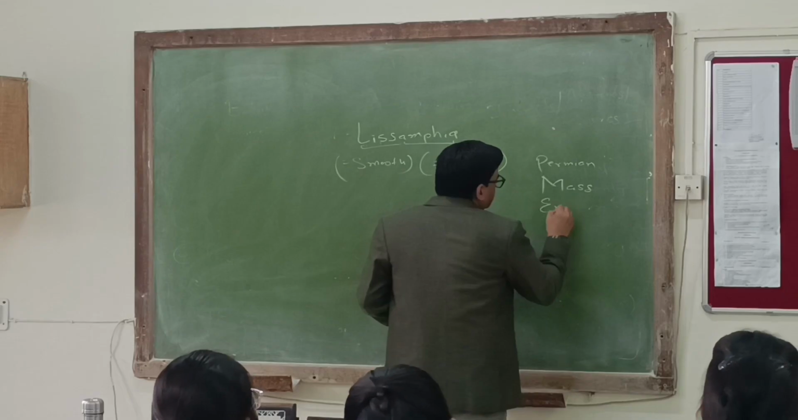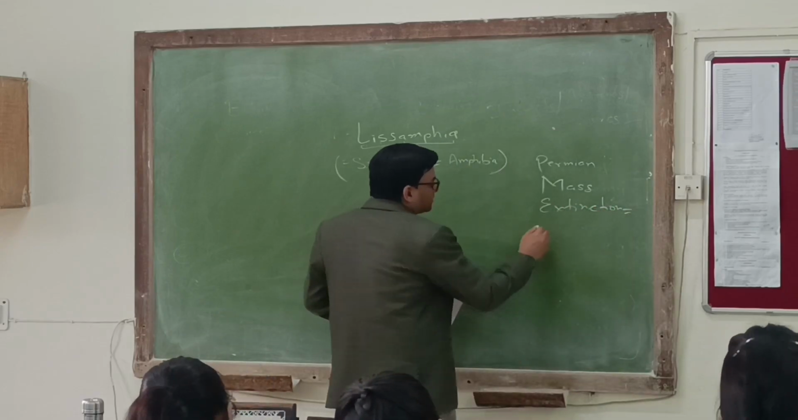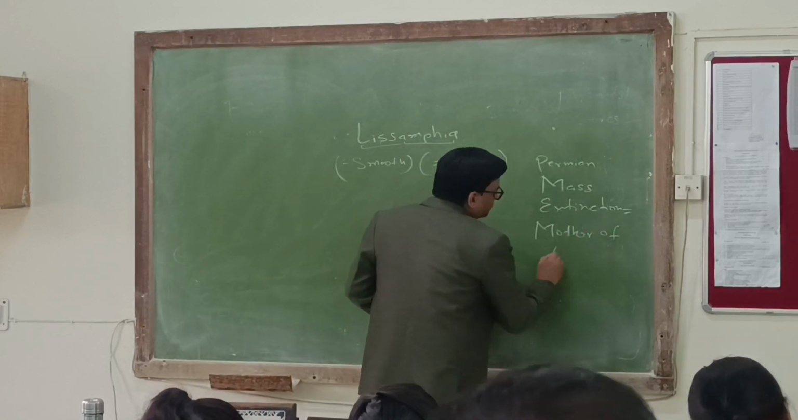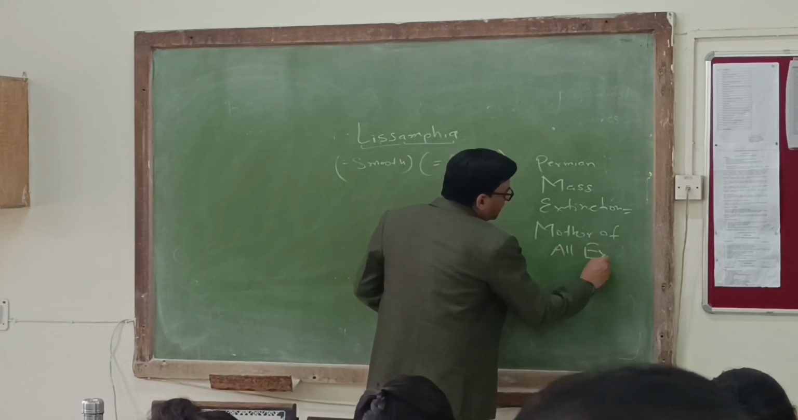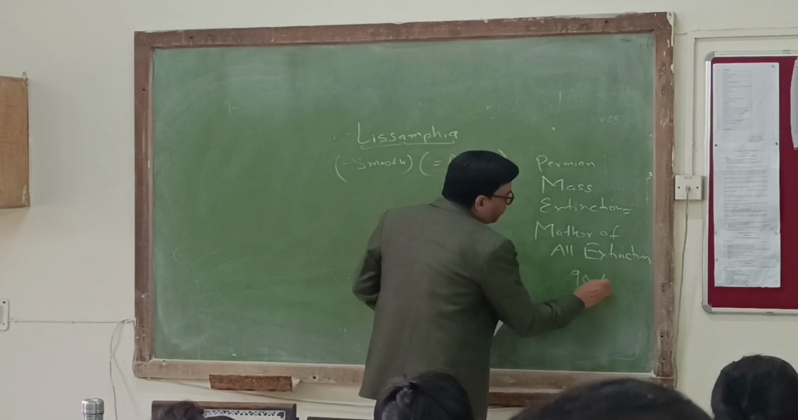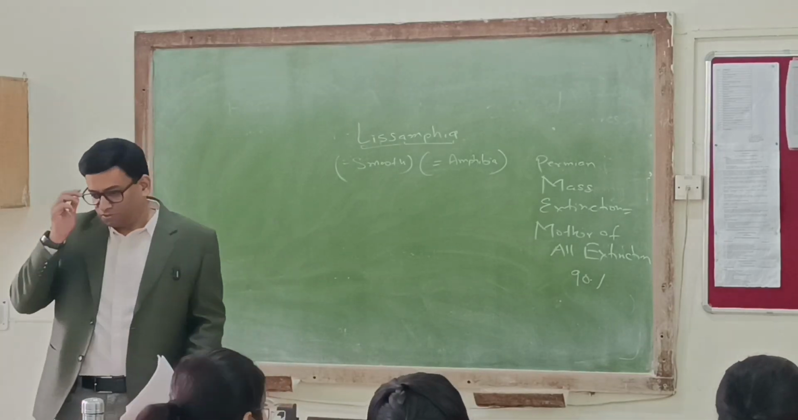Which is the mother of all extinctions. The Permian mass extinction is the mother of all extinctions, so much so that about 90% of all the species that ever lived were wiped out.